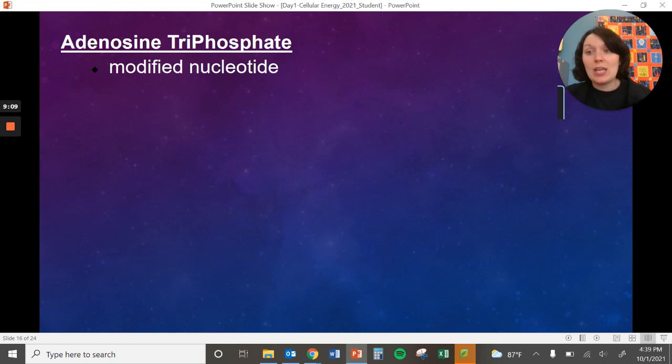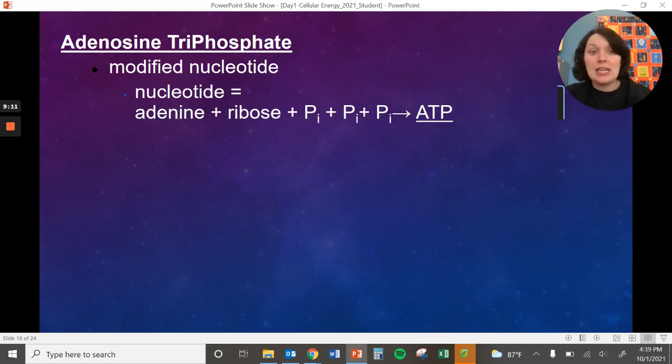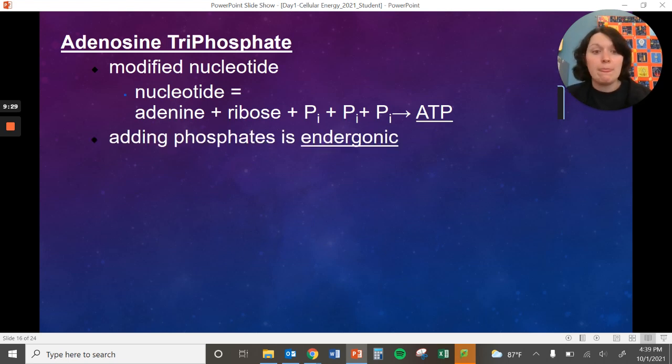So ATP is actually a modified nucleotide. So it's an adenine. That's where this adenosine comes from. It's a modified adenine. It's got a ribose, and it's also got some phosphate groups. Usually we denote that as Pi. I stands for inorganic phosphate. So we have 3, which is why we get the triphosphate. So we add phosphates, that's endergonic. The opposite is true. Removing those phosphates would be exergonic.